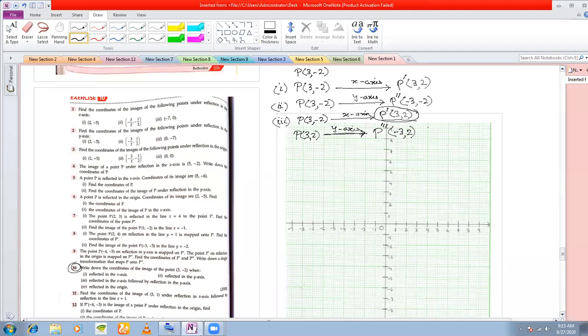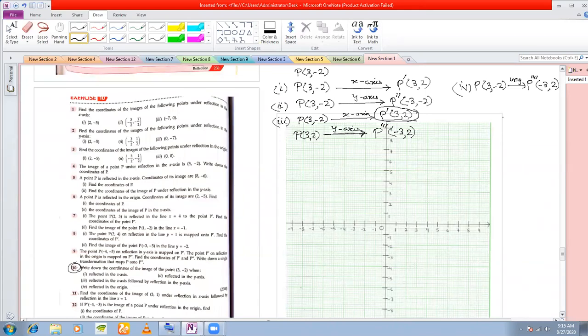The last one is reflected in the origin. This one is easy. When P(3, -2) is reflected in the origin, let us say P4, quadruple dashed, you change the sign of both coordinates: (-3, 2).